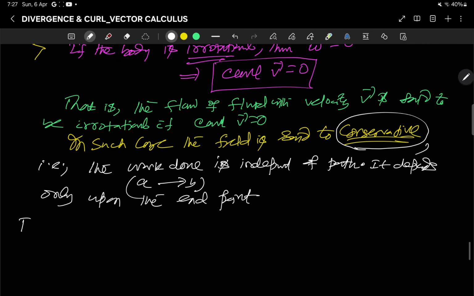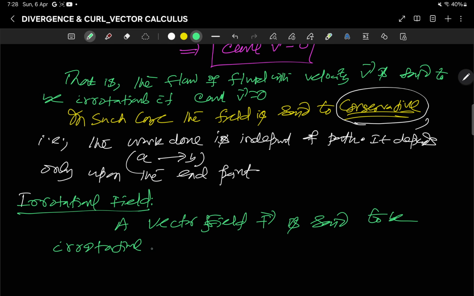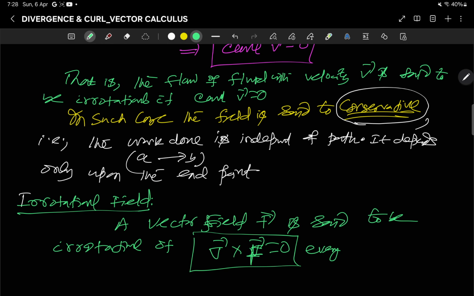Now coming to an irrotational field. What is an irrotational field? Like the solenoidal field for the divergence case, a vector field V, or I can say F, a vector field F is said to be irrotational if curl F is equal to 0 everywhere in the field.